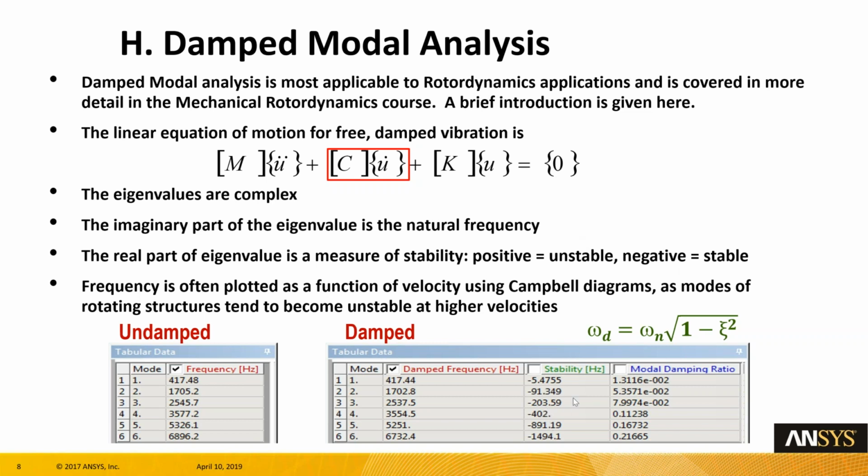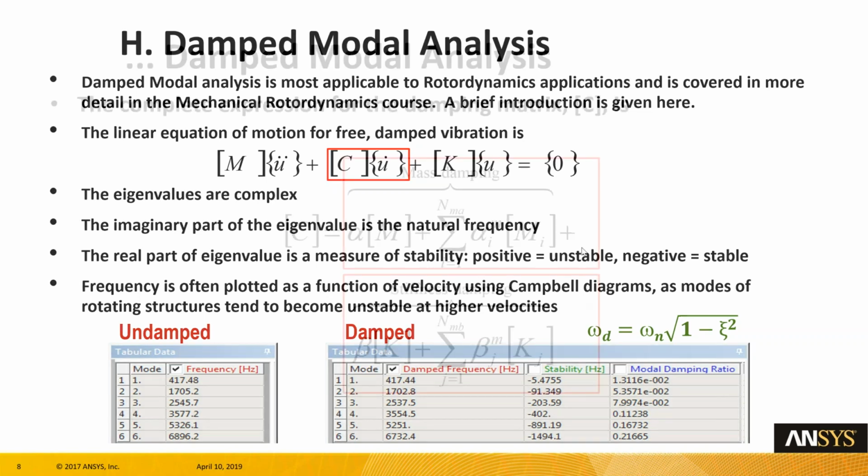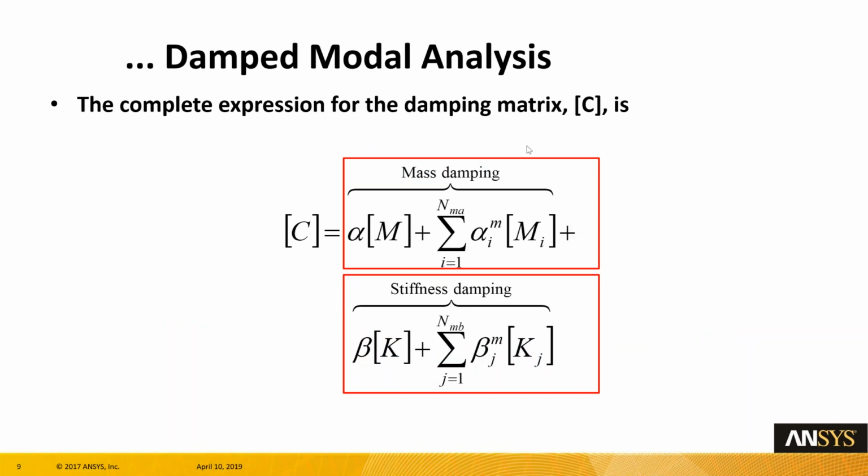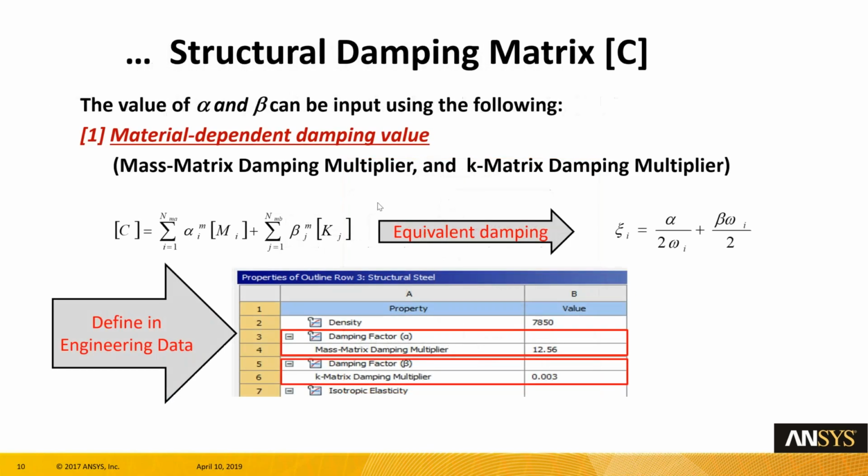Okay, so this is what we are seeing over here. It's stability, negative means it's a stable natural frequency. So the complete expression for the damping matrix is really here. You can have mass damping and you can have stiffness damping, and the mass damping is usually referred to as alpha damping. The stiffness damping is usually referred to as beta damping.